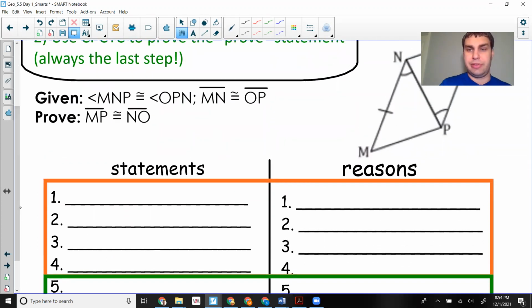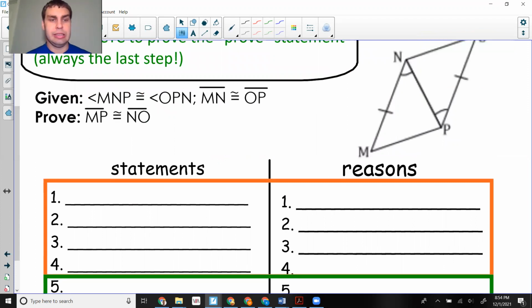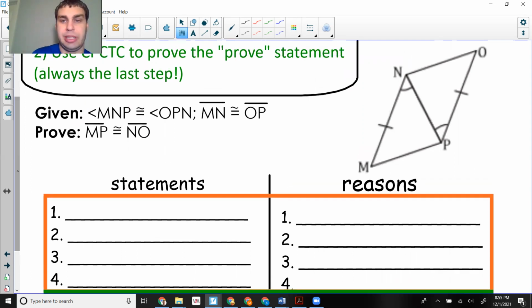So this one says, given that angle MNP is congruent to angle OPN and MN is congruent to OP, we need to prove that MP is congruent to NO. All right, so let's do that. We know how to fill in our givens and our proof statement. I'll let you do it on your paper. I'll do it on mine. And let's see, MNP is already marked up for us on the picture. And MN is also marked up over here and here. And same thing, OPN. So we just have to write it in our statements.